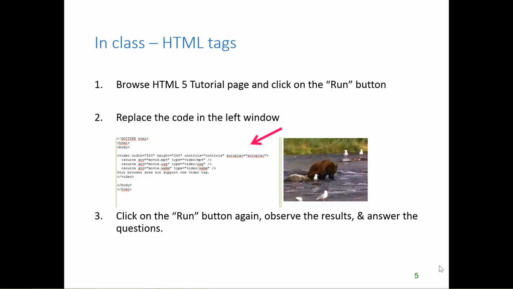And then replace the code in the left window with the code that is provided. There's a link to a text file with HTML code in it. So you'll just copy and paste that into the left window, and then click the Run button again to observe what happens. There are a series of questions there that ask you to modify the code and to affect some changes. So go ahead and pause your video now and go over to today's in-class page, click on that and try it out. After this, we will go on to another slide which will discuss the results of that exercise.